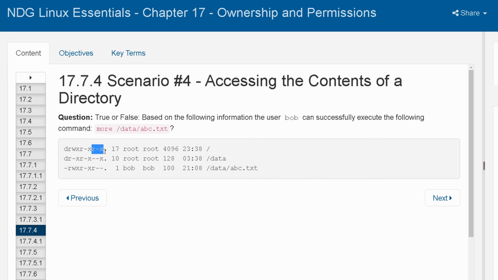This is going to be the last three right here. We can see that everyone has the ability to execute this. So we're going to be into the next part, which is the /data.